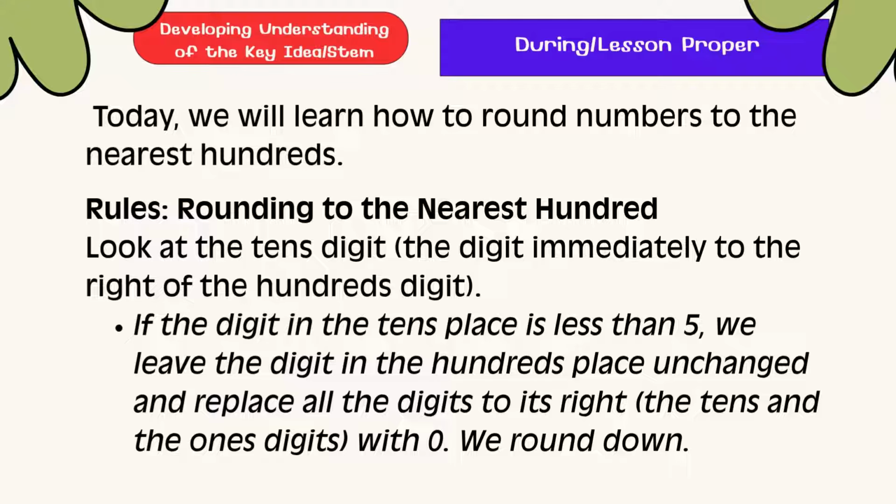Look at the tens digit, the digit immediately to the right of the hundreds digit. If the digit in the tens place is less than 5, we leave the digit in the hundreds place unchanged and replace all the digits to its right, the tens and the ones digit, with 0. We round down.